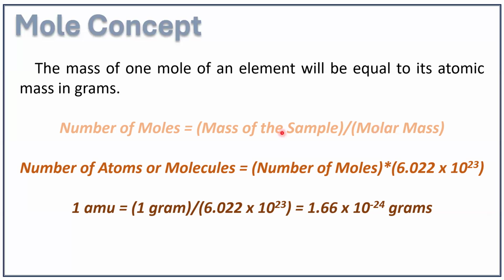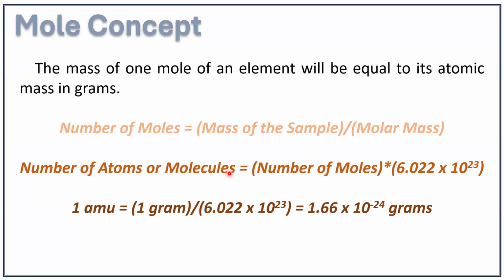Very simple concept. So the total number of moles will be the mass of the sample in grams divided by molar mass. Molar mass means the mass of 1 mole of that particular element. Molar mass will always be expressed in grams. So the mass of the sample in grams divided by the molar mass will give the number of moles.